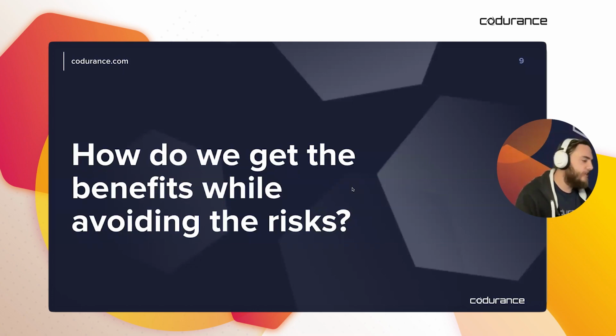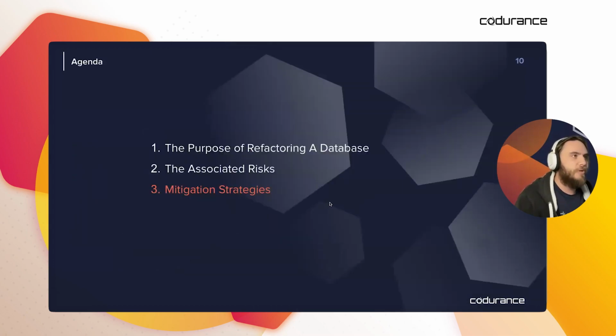So some very good purposes, some very good reasons for doing something as scary as this, but of course some very large risks associated with it, which can put off stakeholders and certainly make a development team very nervous. So the big question is, how do we get the benefits while avoiding these risks? And that brings us to our mitigation strategies.